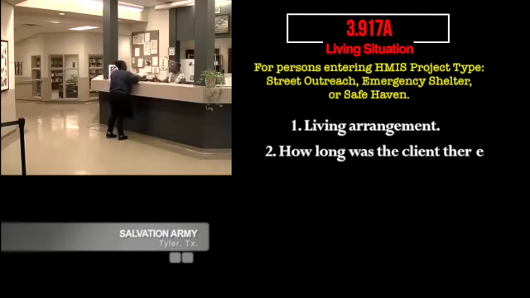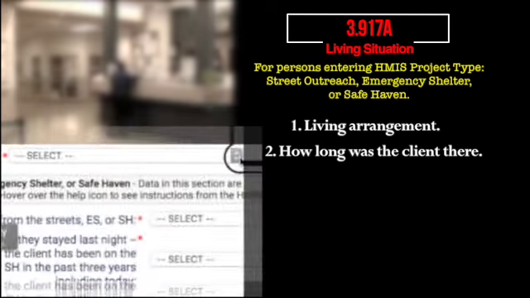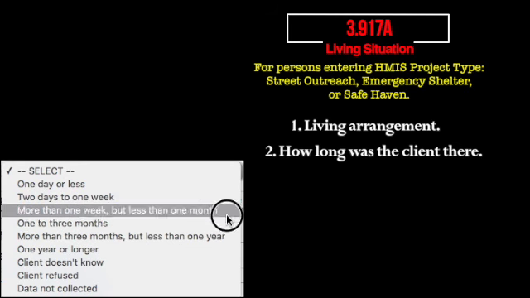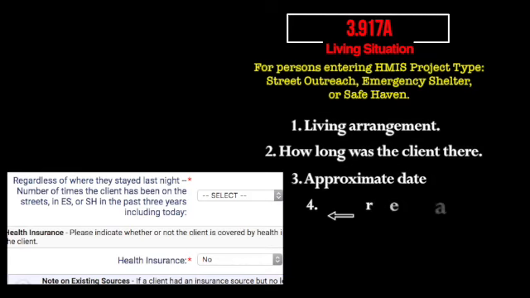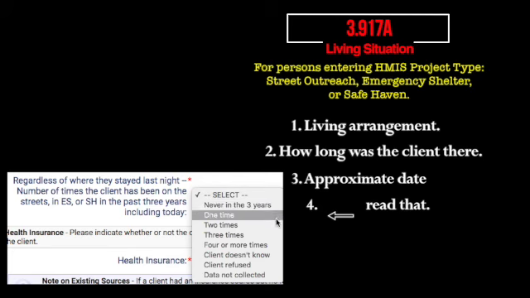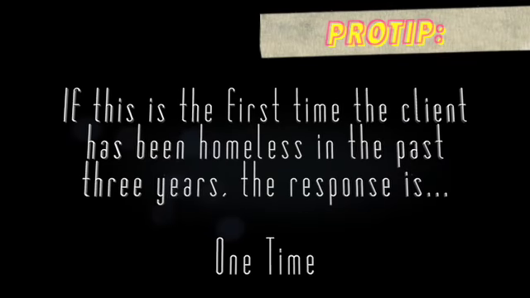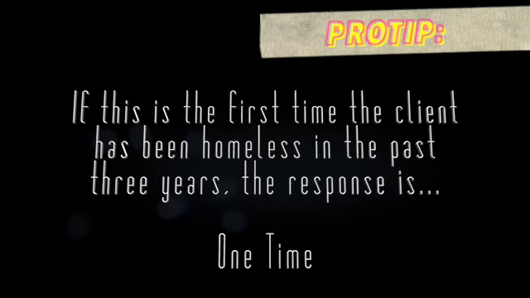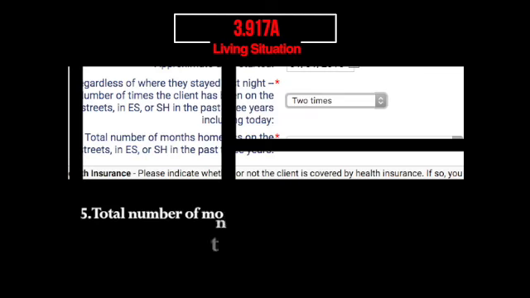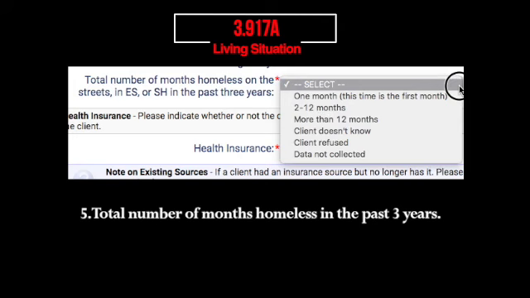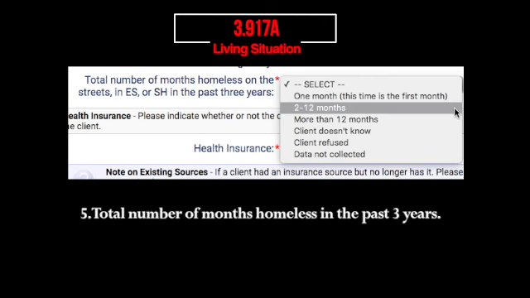2, record the length of time the client was residing in their previous place of stay. 3, record the approximate date this homeless situation began. 4, regardless of where the client stayed last night, enter the number of times the client has been homeless on the streets, in emergency shelter, or safe haven in the past 3 years, including today. 5, record the total number of months homeless the client has been on the streets, in emergency shelter, or safe haven in the past 3 years.